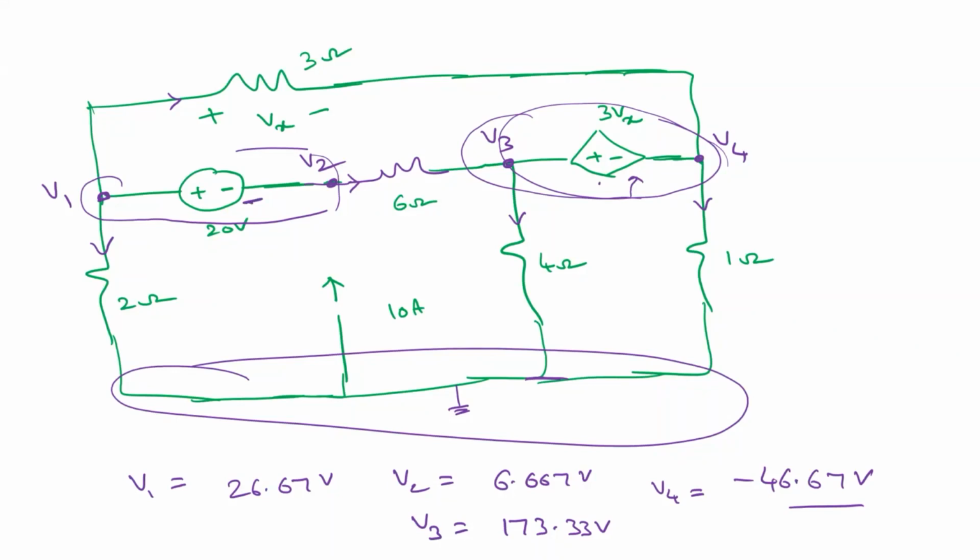Sir, while writing the current through the 3 ohm resistor, the top one, shall we write V1 minus Vx minus V4 by 3? V1 minus V4 is Vx. That is the other equation. Okay, we'll discuss again, no problem. If you have any questions, we'll discuss in the next class.